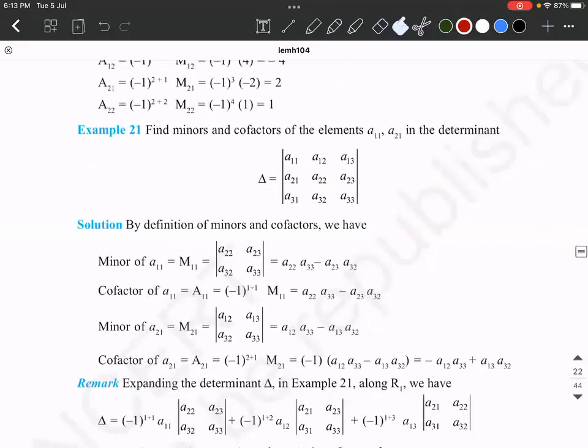So do example 21, do it fast. Try it. It's slightly complicated. You need to deal with symbols, that's it. So be cautious.